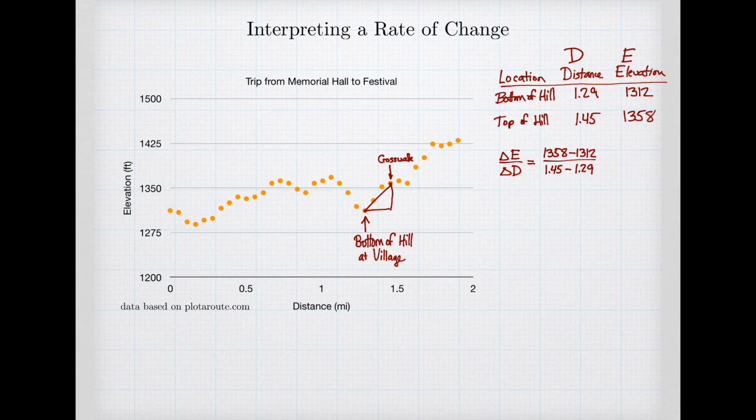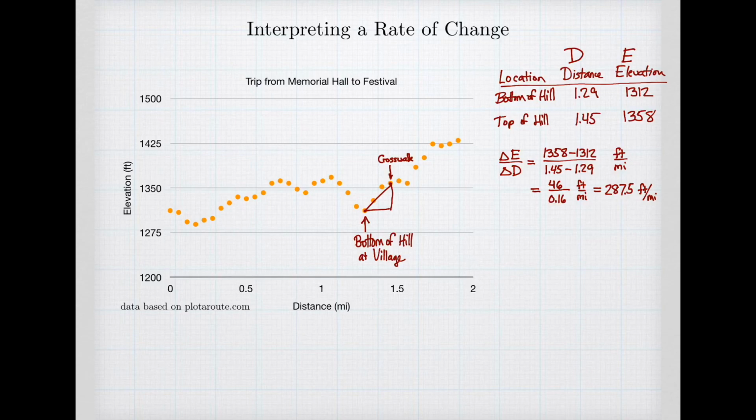And my units, again, it's feet in elevation, miles in distance traveled. And so my average rate of change is equal to 46 feet for every 0.16 miles, which equals 287.5 feet per mile. What we've calculated is an average rate of change. We're measuring the rate of change going from one point to another point in my data, and we found the slope of the line joining those 2 points.